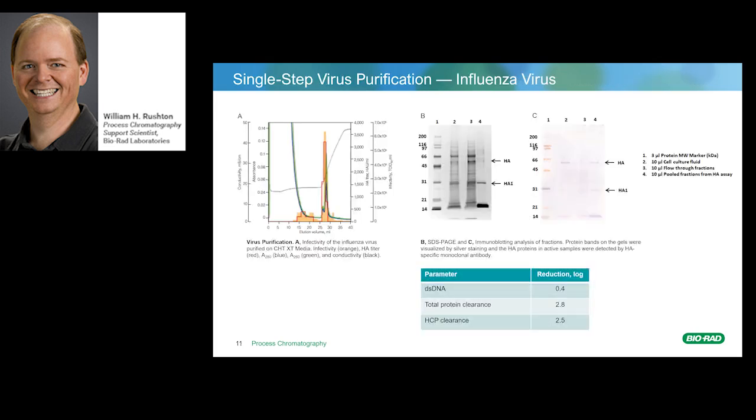This is a virus purification of influenza virus on CHT-XT. So on the left, you can see the chromatogram of the process that was run. And then on the right, you have silver stain and immunoblotting assays of the fractions. The protein bands show the active samples were detected by HA specific monoclonal antibody. And at the bottom, you can see the reduction of impurities. So you have 0.4 log reduction of double-stranded DNA, 2.8 log of total protein clearance, and a 2.5 log clearance of host cell proteins.